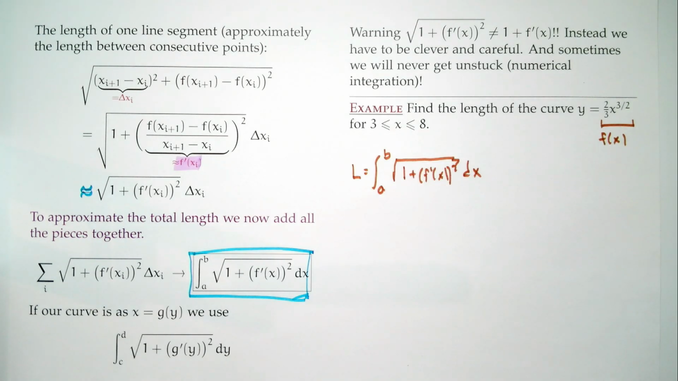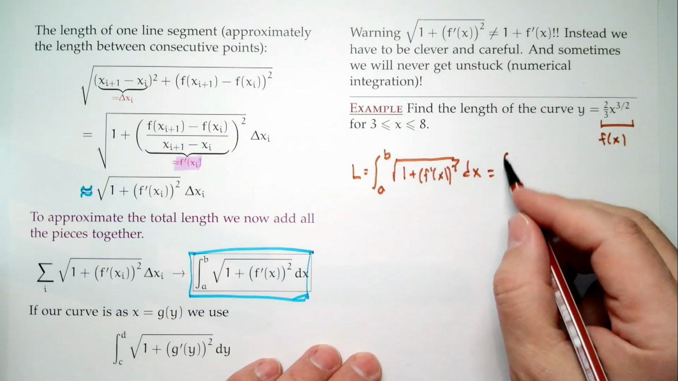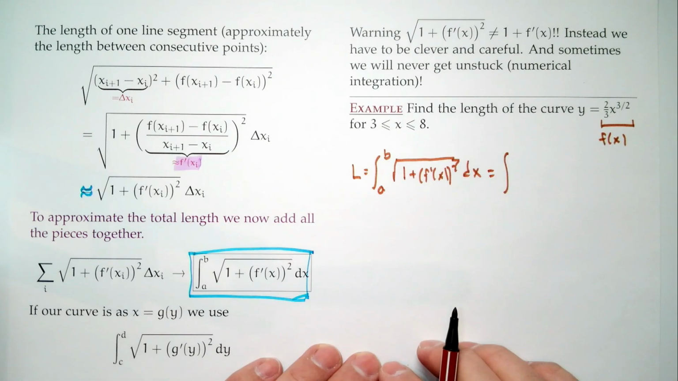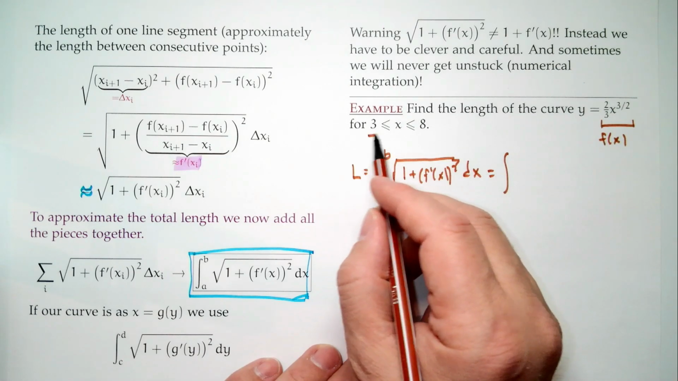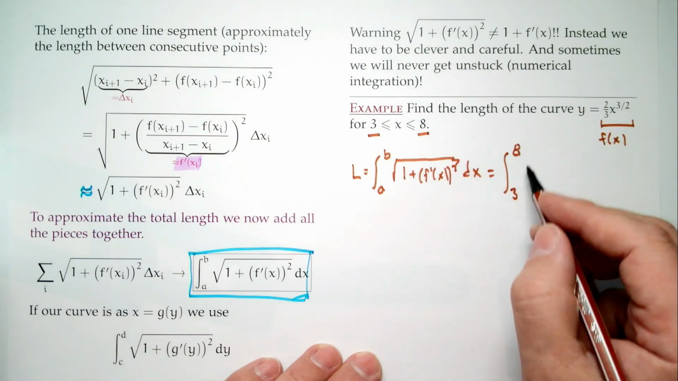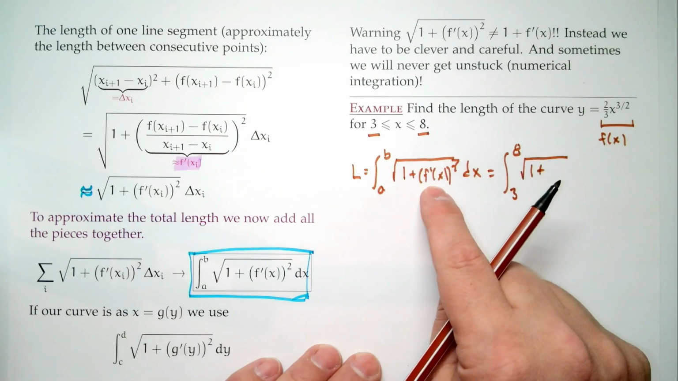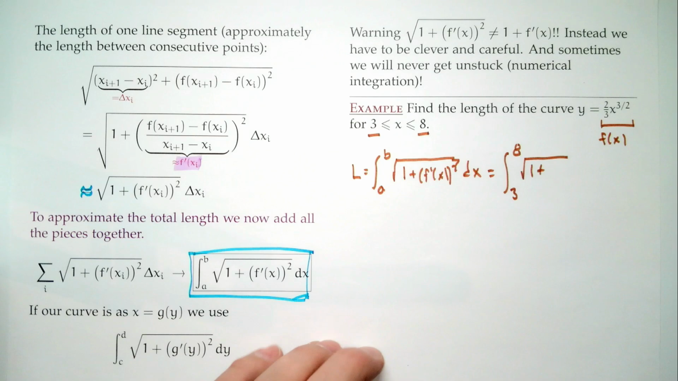Well, what is a and b? 3 and 8, because we know we're going between 3 and 8. So, the integral from 3 to 8 of the square root of 1 plus. Now, let's take our derivative. What's the derivative of 2/3 x to the 3/2?